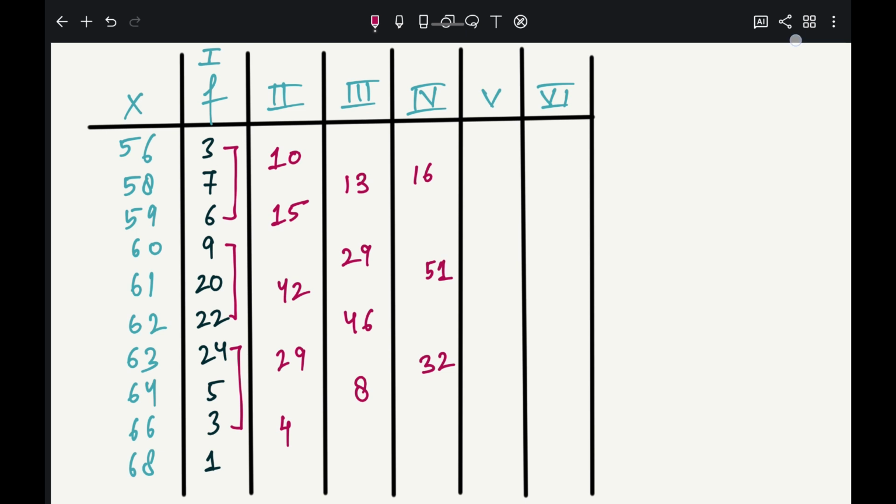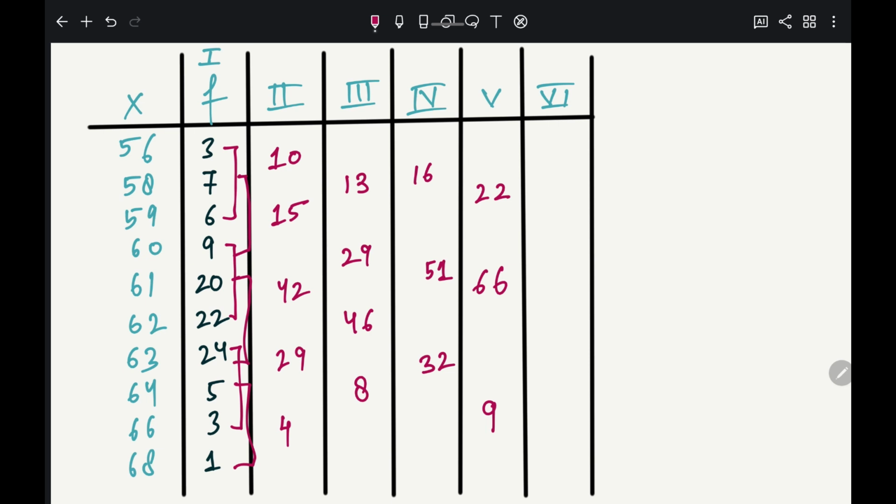For the fifth column, we will again take three frequencies, but we will leave the first one. We will not add this 3. So adding these three frequencies and these three frequencies, their sum will be 7 plus 6 plus 9, 22. 22 plus 24 plus 20, 66. 5 and 3, 8 plus 1, 9.